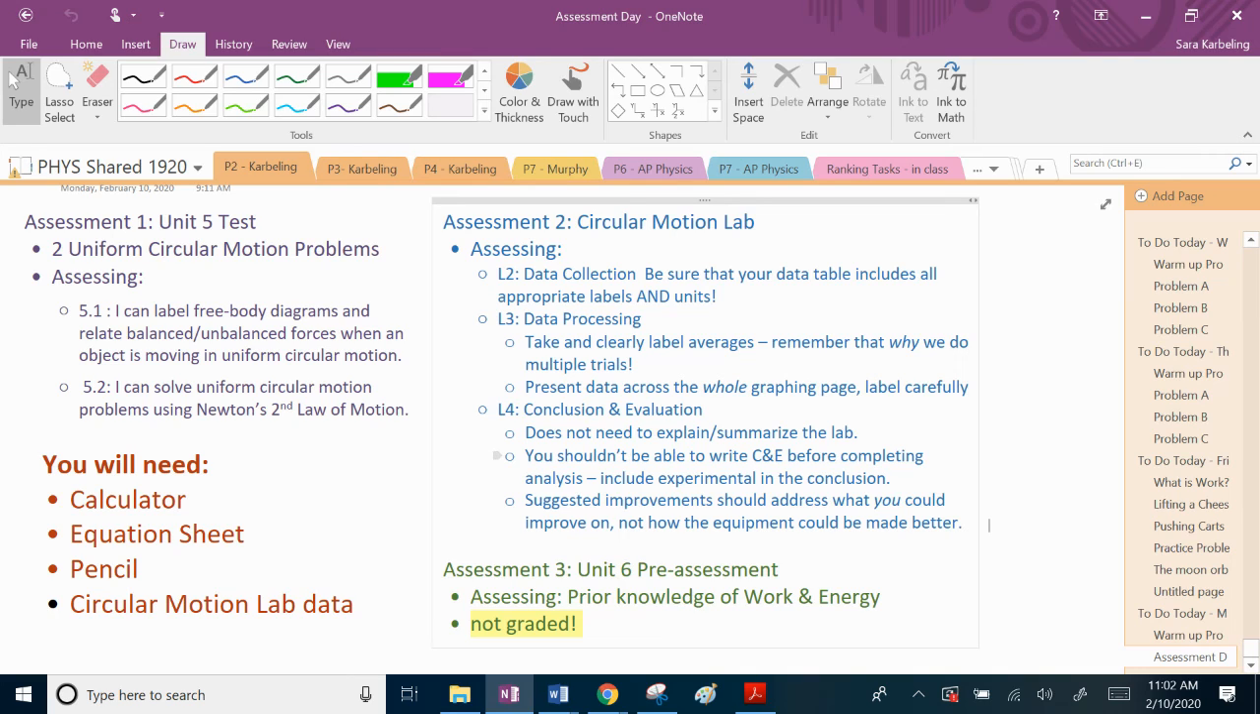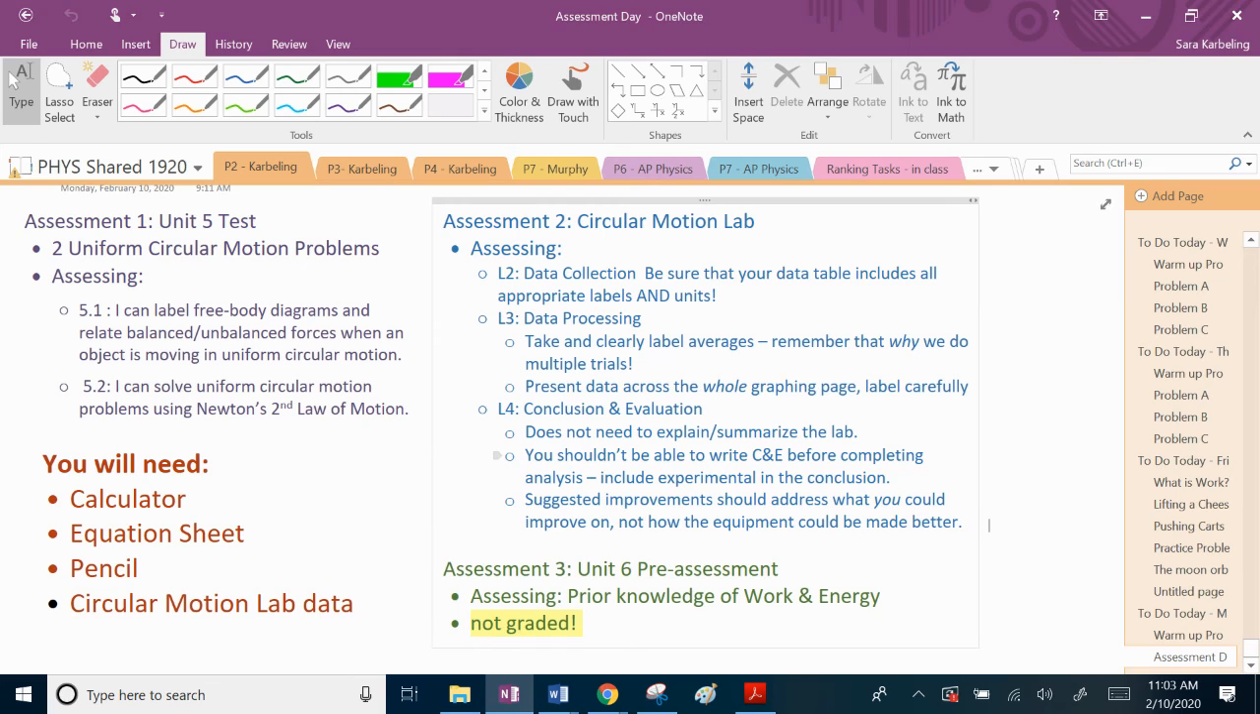Friends, I need you to listen. So please put your eyes up here. Close your mouths. Assessment number 2 is working with the circular motion lab data. Okay? I'm going to assess all 3 of the last lab standards. So you'll turn in your lab data. You'll do the data processing and graph, and you'll do the conclusion evaluation.